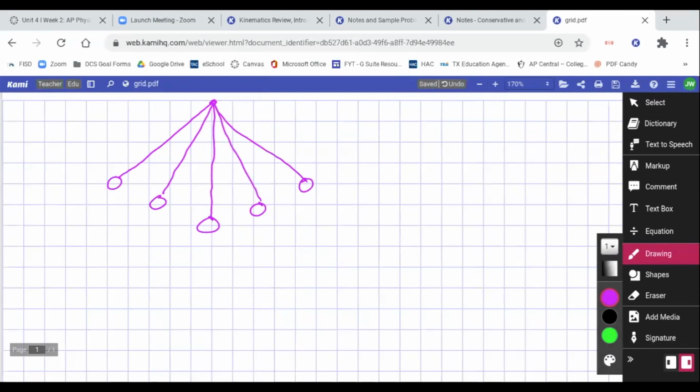Okay, this is one pendulum, one ball, and it's in 5 different positions. This is position 1, 2, 3, 4, 5. Position 3 is straight down.